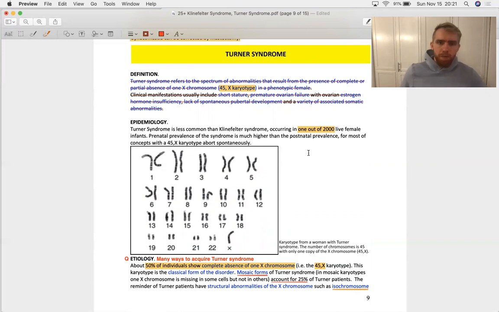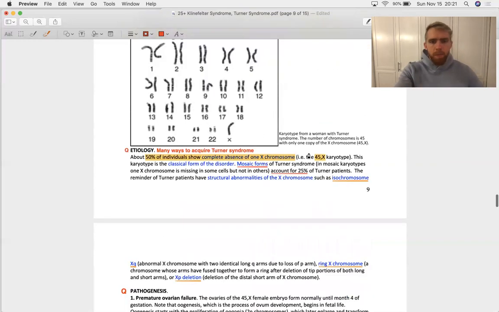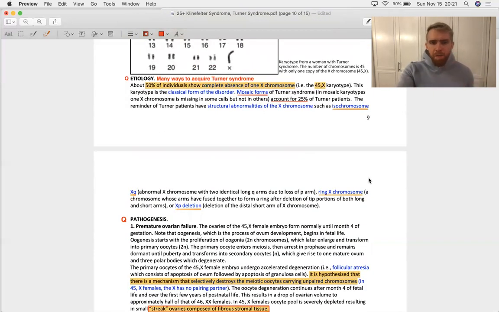Turner syndrome, the 45 single X karyotype. Whereas Klinefelter's is always due to some chromosomal non-disjunction. I won't say always, but usually. Turner syndrome is tougher to pin down. There are many different ways that you can acquire Turner syndrome.